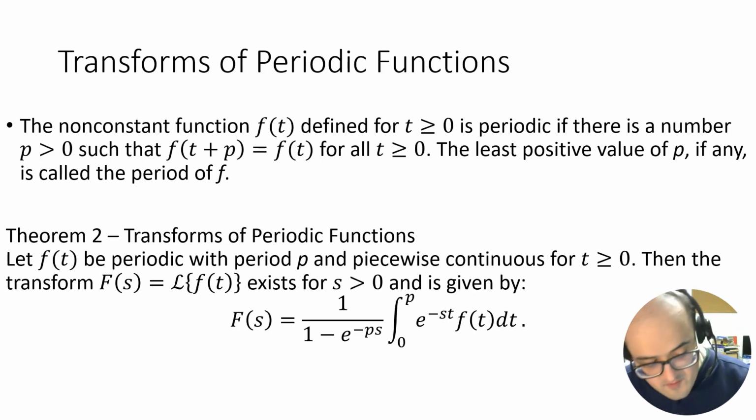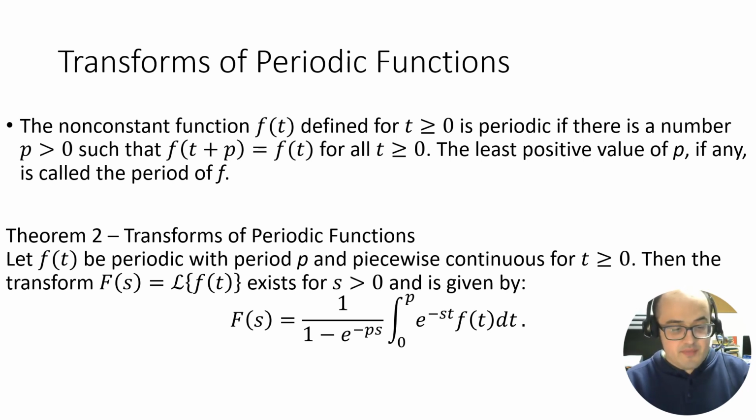So the transforms of a periodic function: the non-constant function f of t, defined for t greater than or equal to 0, is periodic if there is a number p greater than 0, such that f of t plus p is equal to f of t for all t greater than or equal to 0, and the least positive value of p, if any, is the period of f. And theorem 2 gives us the transforms of these periodic functions.